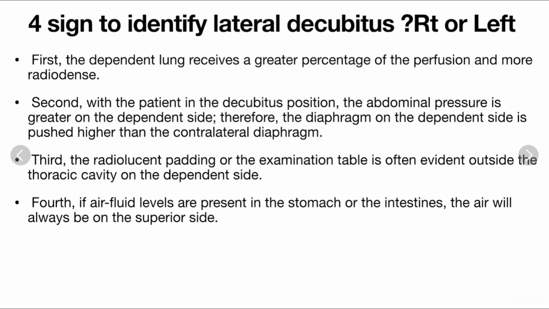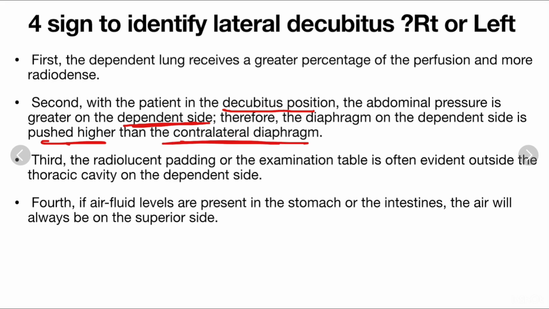First, the dependent lung receives a greater percentage of the perfusion and is more radiodense. So whichever is the dependent portion of the lung, it will receive more vascularity and more perfusion. It will be more radiodense on chest X-rays. Second, with the patient in the decubitus position, the abdominal pressure is greater on the dependent side. Therefore, the diaphragm on the dependent side is pushed higher than the contralateral diaphragm.